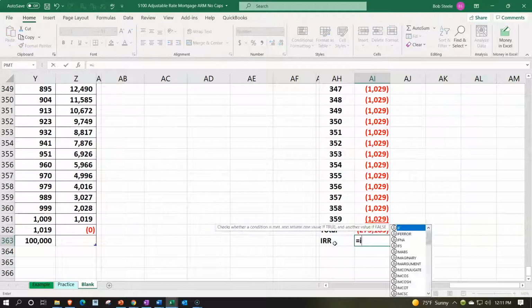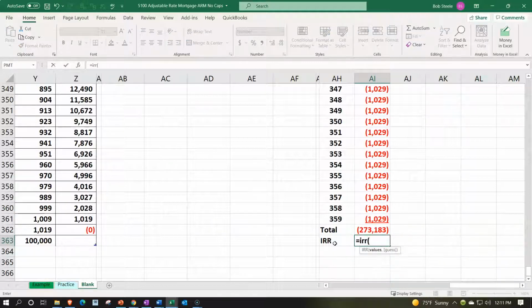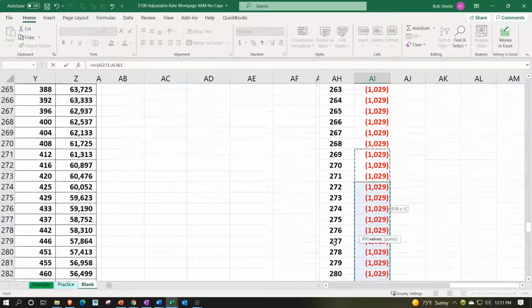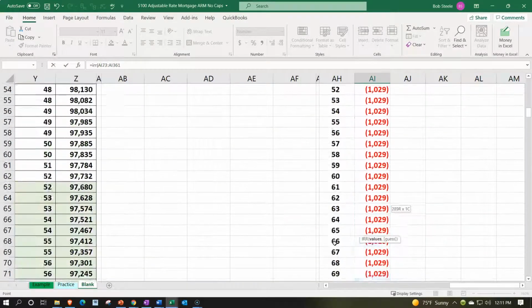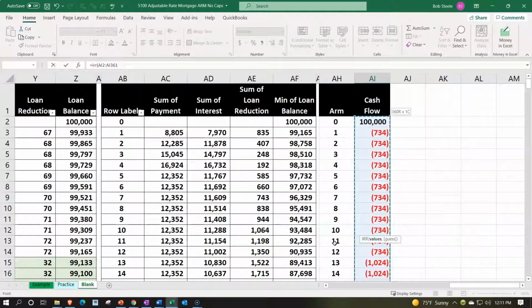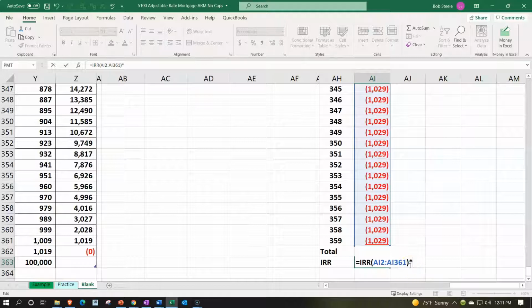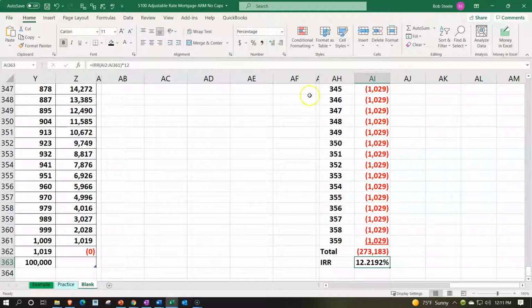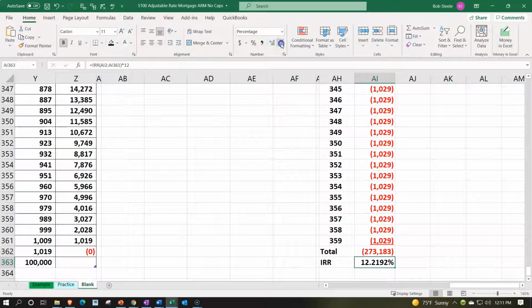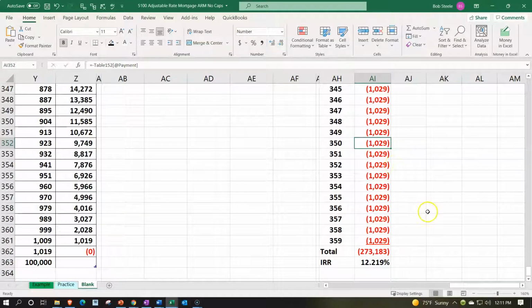So we're going to say equals the IRR, shift 9, and then do the same kind of thing as we did with the summit thing, getting up to the summit of the column, but this time so we can calculate the IRR. If I hit enter, that would give us the monthly and we want the yearly, so I'm going to double click on it, go to the end of it, times 12, yearly, there we go. So 12.2219. That's if we estimate it all the way out.